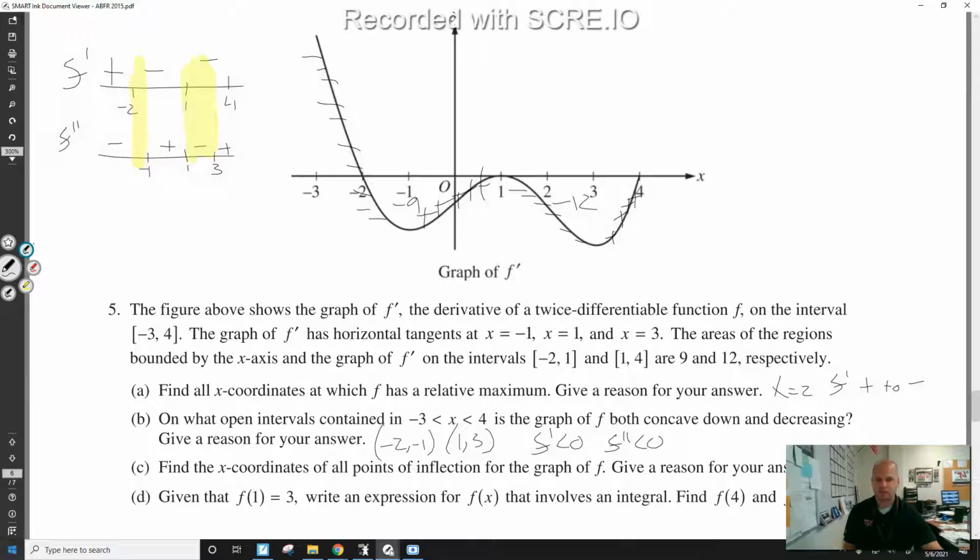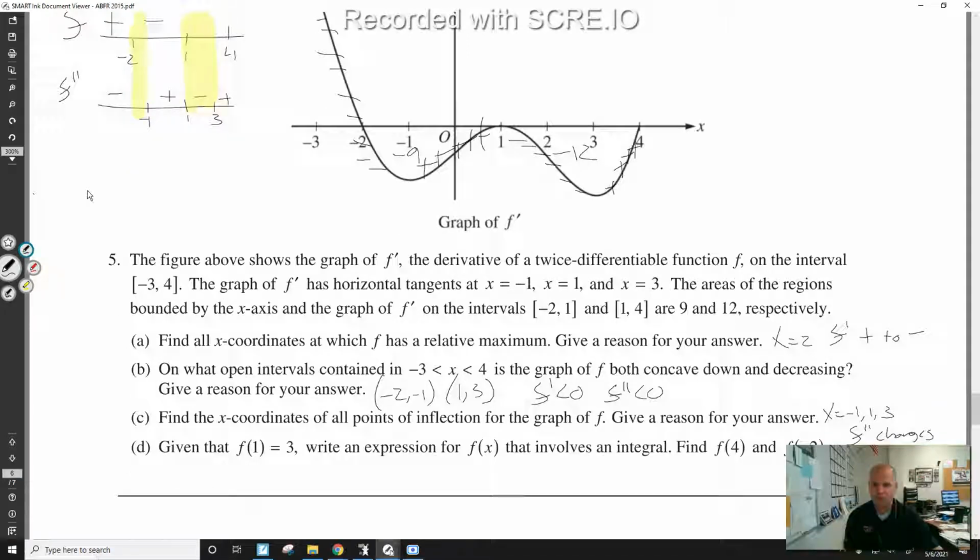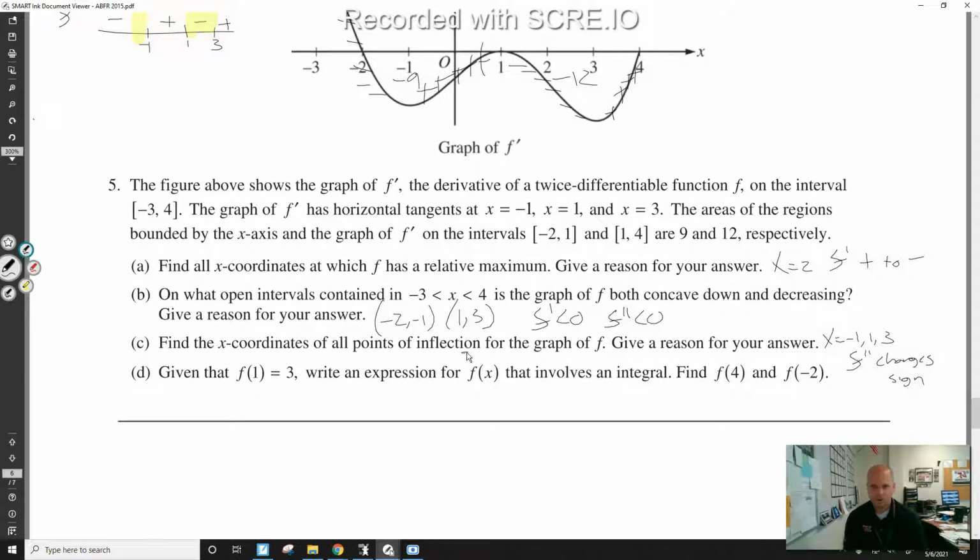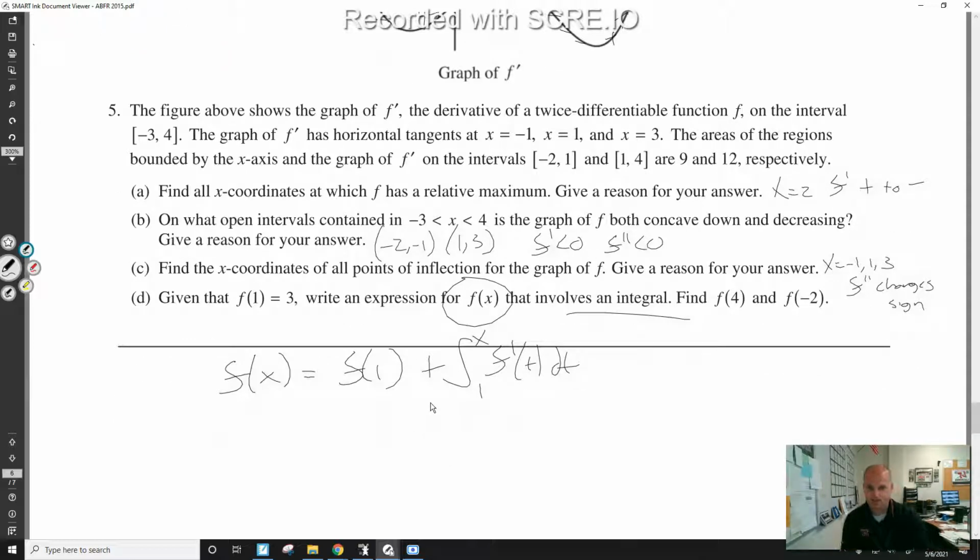Finally get to something that's a little bit more complicated. Given that f of 1 is 3, write an expression for f of x that involves an integral. They're really trying to help you out. They're like, hey guys, can you please remember the fundamental theorem of calculus and remember that you need an integral of f prime? F of x equals f of 1 plus the integral from 1 to x of f prime. You're going to have to change the variables, but whatever. I think that's what they want.